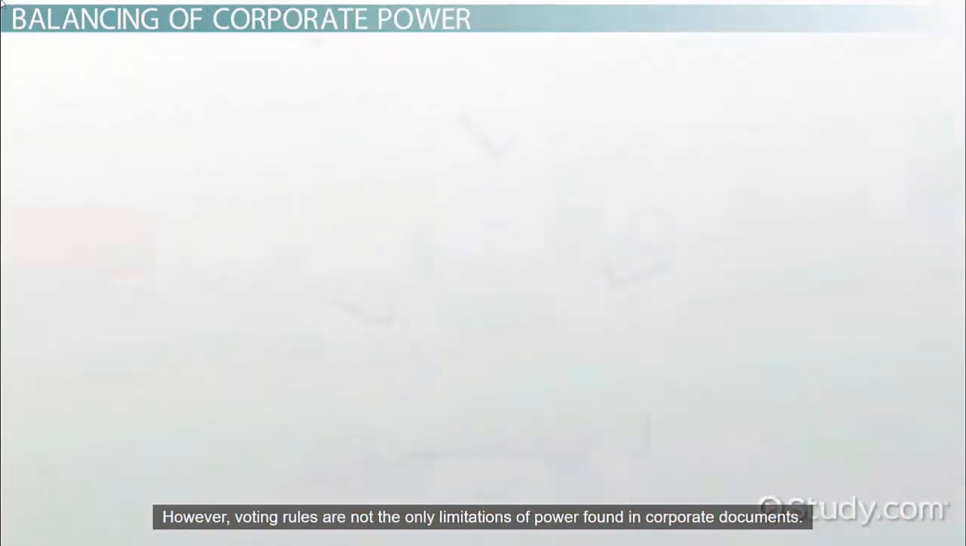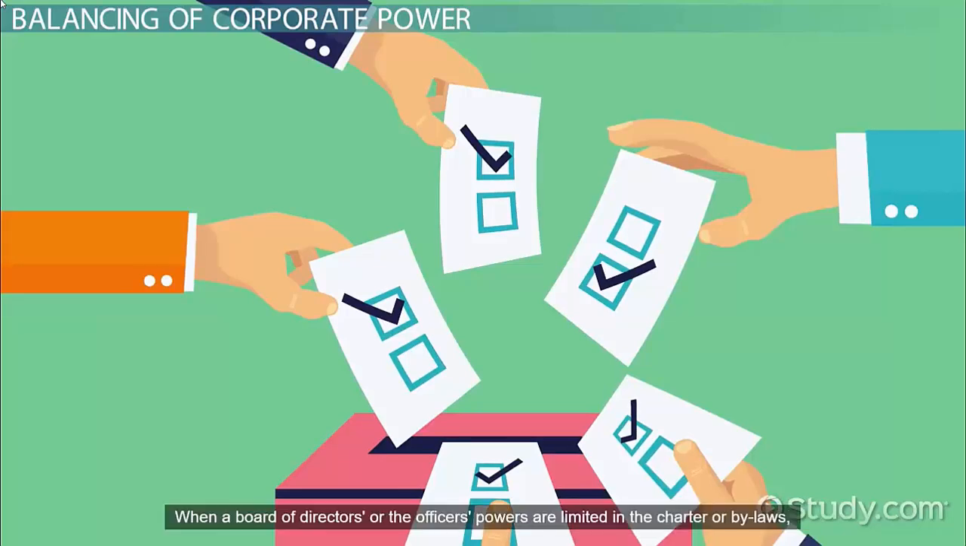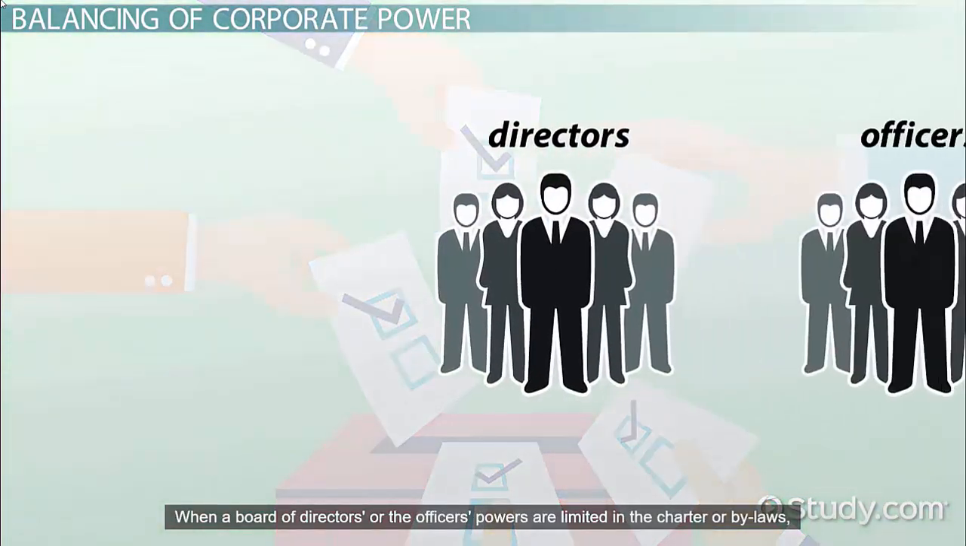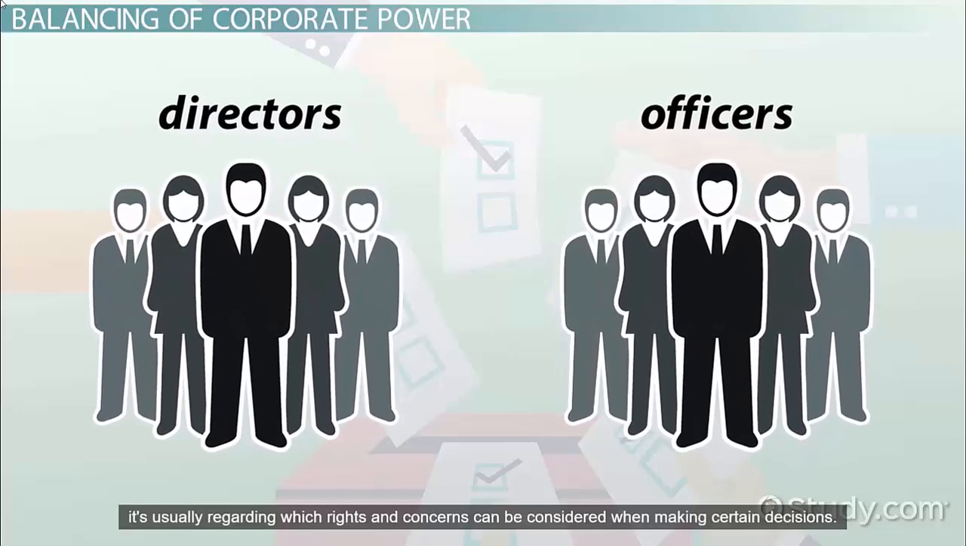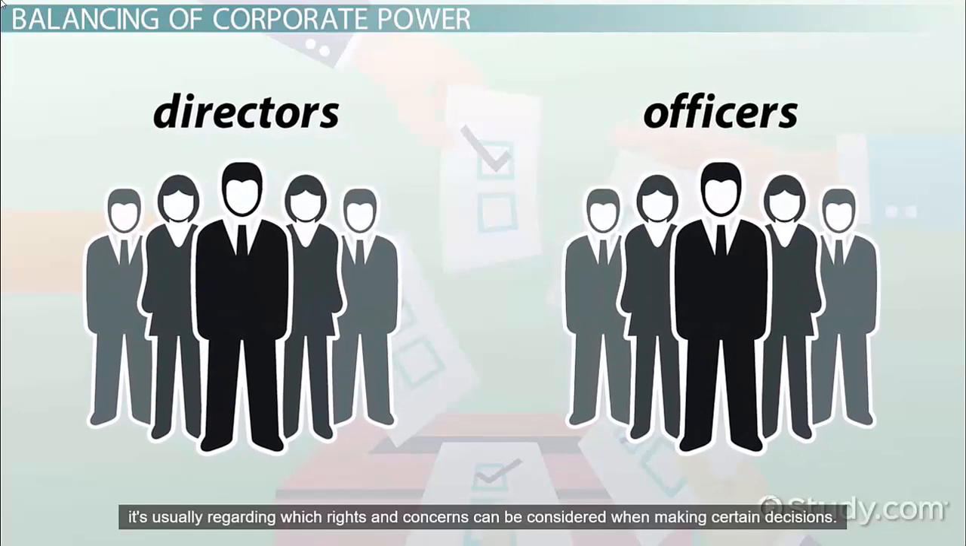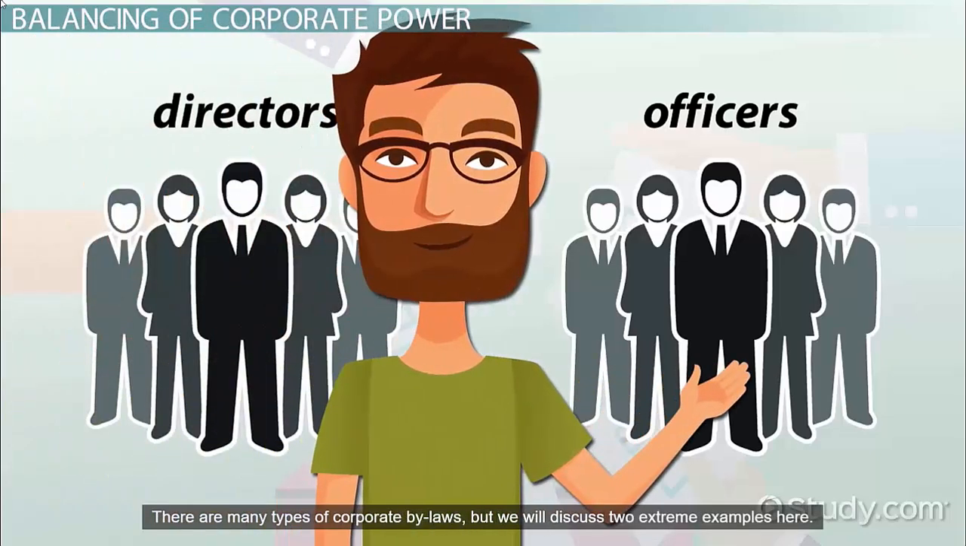However, voting rules are not the only limitations of power found in corporate documents. When a board of directors or the officer's power are limited in the charter or bylaws, it's usually regarding which rights and concerns can be considered when making certain decisions. There are many types of corporate bylaws, but we will discuss 2 extreme examples here.